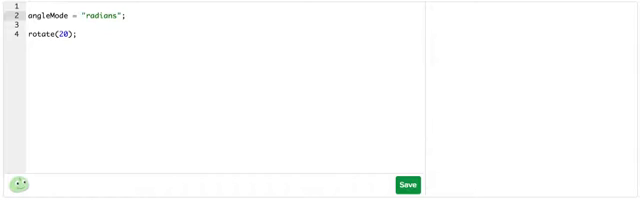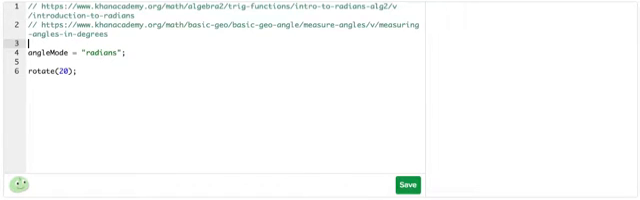are measured in radians. When we talk about angles in degrees, we say that a full circle has 360 degrees. When we use radians, we say that a full circle has 2 pi radians. If you want to review or learn more about angular measurements, you can go to these links on Khan Academy. These are also provided in the description below.